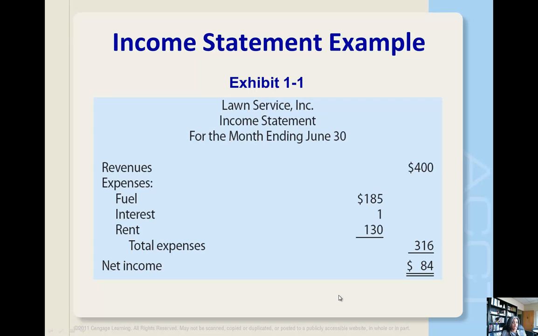So here's an example. This is the income statement for Lawn Service Inc. for the month ending June 30th. You see their revenues, you see their expenses, and then the revenues minus total expenses give us net income.